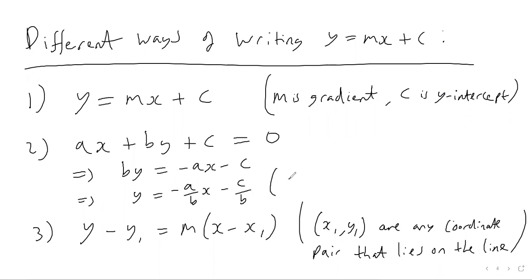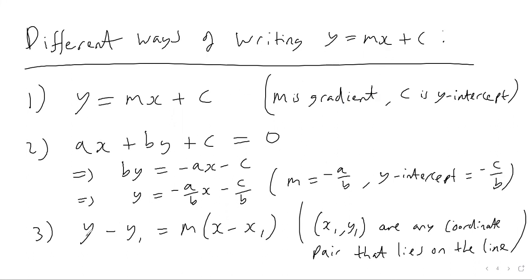So in this case, our gradient, our m value, we're just going to use the m value to denote the gradient, that would be minus a over b in this case. And our y-intercept value, instead of using the c here, I'll just call it y-intercept, just to not confuse things. So y-intercept is going to be minus c over b for this specific number 2 case.